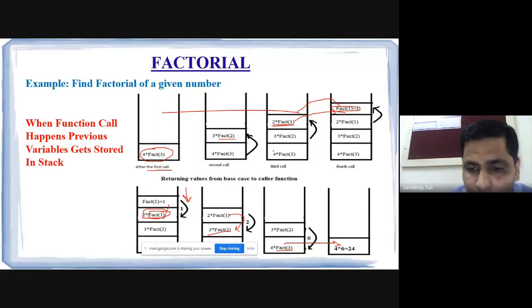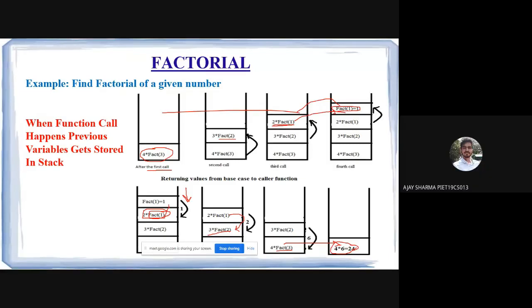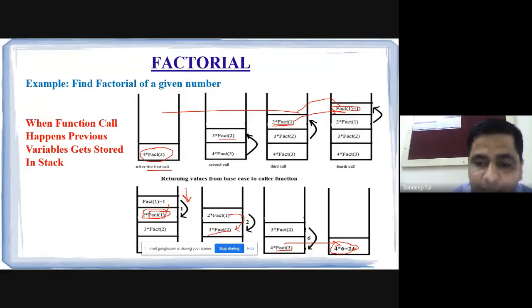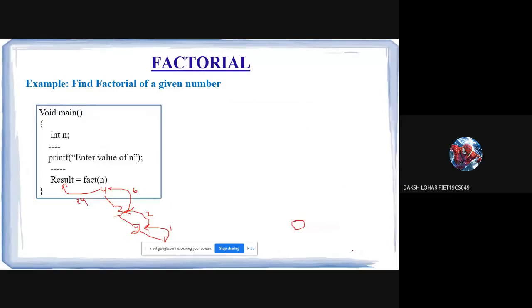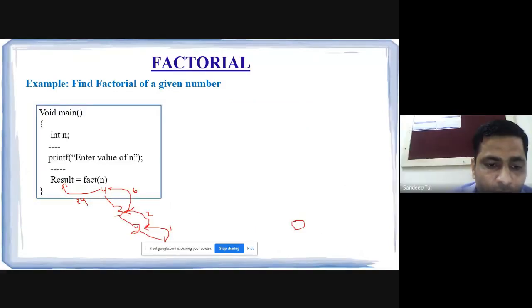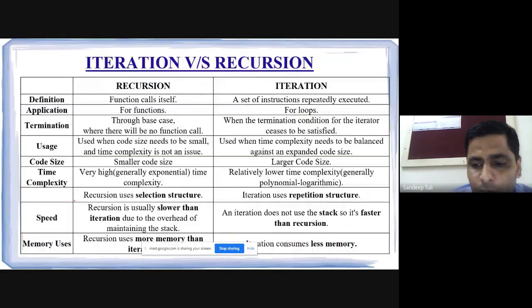Tell me one thing. 4 into 6, 24. To whom will this be returned? To the main function, sir. Very good. The main function calling was factorial 4 here at that point, and finally the result will be stored as 24. Is it okay now?